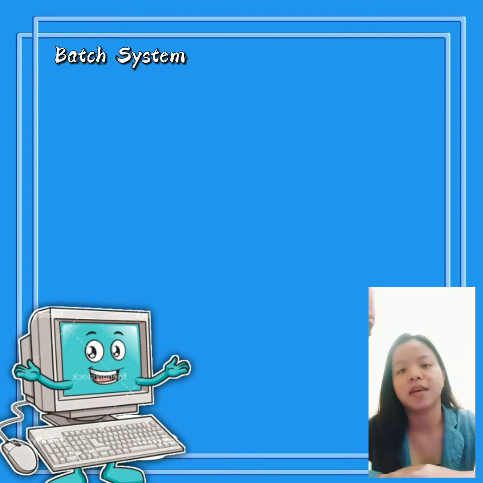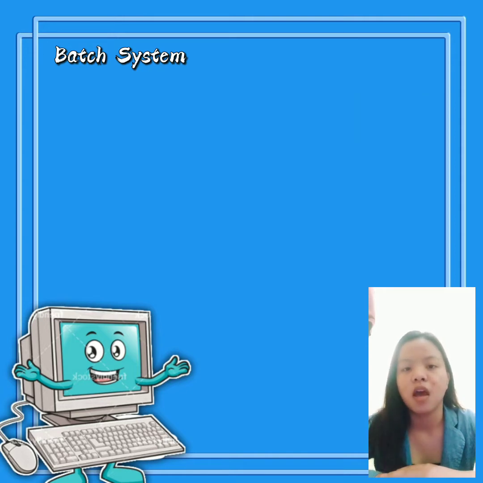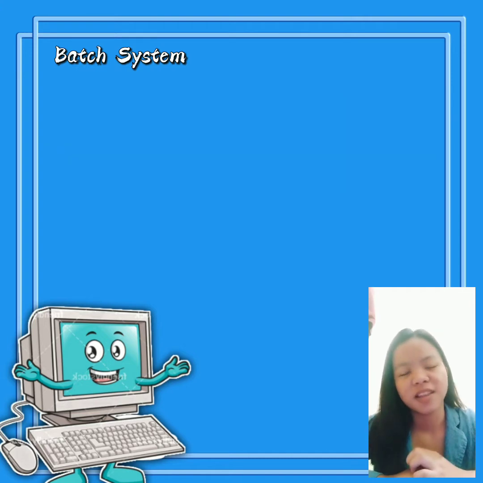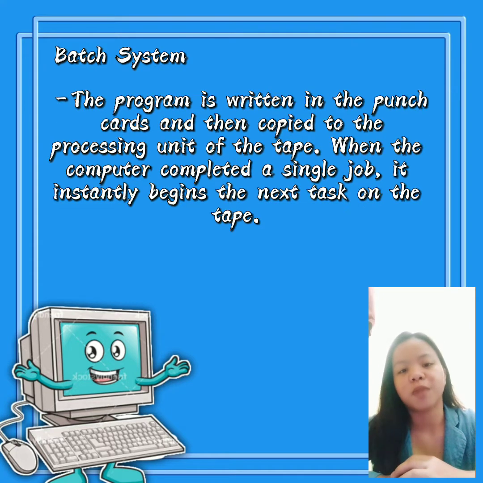Next is the batch system. It is used to improve the utilization and application of computers. Jobs were scheduled and submitted on cards and tapes, then sequentially executed on the monitors by using job control language. The first computers used batch operating processes, which made the computer run batches of jobs without any pause or stop. The program is written in punch cards and then copied to the processing unit of the tape. When the computer completed a single job, it instantly began the next task on the tape.